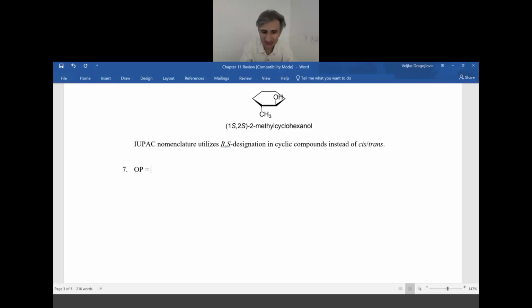is the actual amount. To calculate optical purity, you're looking only at absolute values. So it's 100. It's minus 100, you don't care about minus. It's 100 over the literature value for the pure enantiomer, 125, multiplied by 100%. And 100 over 125 is 0.8. Then multiplied by 100%, that's 80%. So optical purity is 80%.